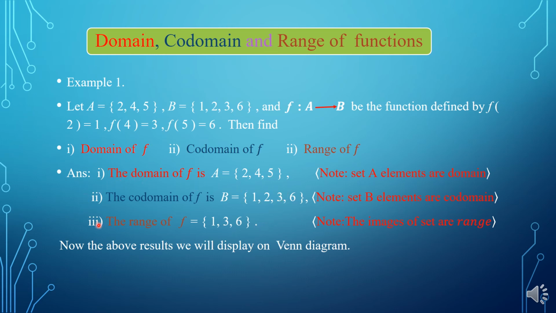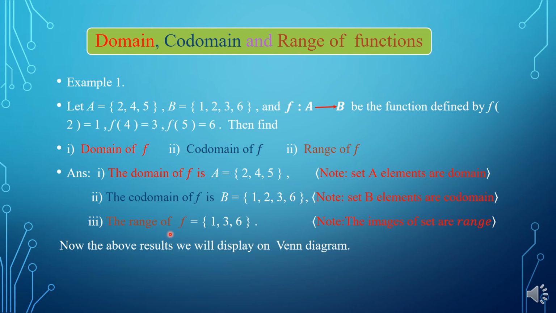So now we are in a position to differentiate between the codomain and range of a function. The codomain is the set B elements. All the elements of set B are called the codomain, and the output values of the inputs are called the range of a function, or you can say the images. 1, 3 and 6 are the images of the function, called the range of the function.